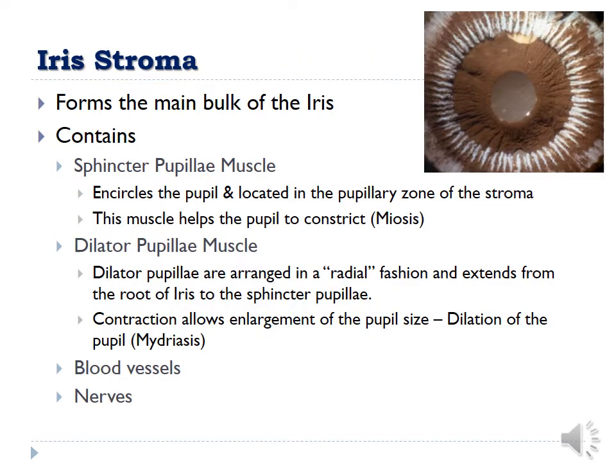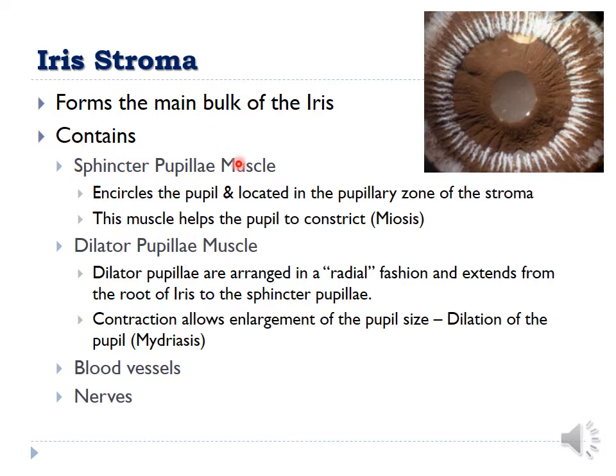Okay, here we go. So in iris stroma, we discussed in the last slide that it is the thickest part of the iris. And I took the posterior view of the iris just to explain about the two different types of muscles. So iris stroma forms the main bulk of the iris. It is the thickest part of the iris, and it has muscles.